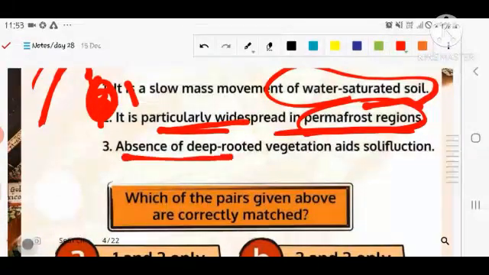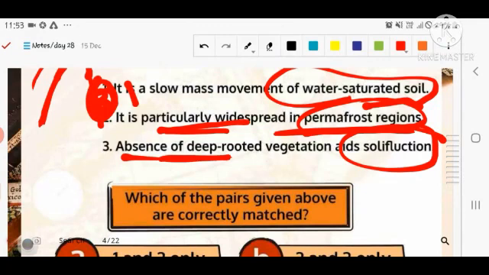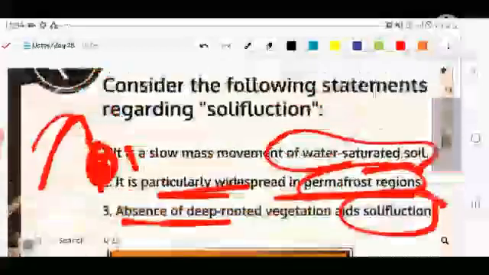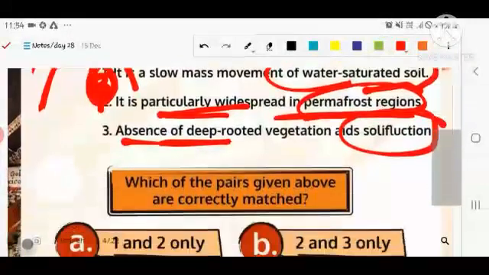Number third, the absence of deep-rooted vegetation aids solifluction. It means that there is no vegetation found there, because of that the soil gets saturated and moves down the slope and forms the plain. The solifluction activity is like that.